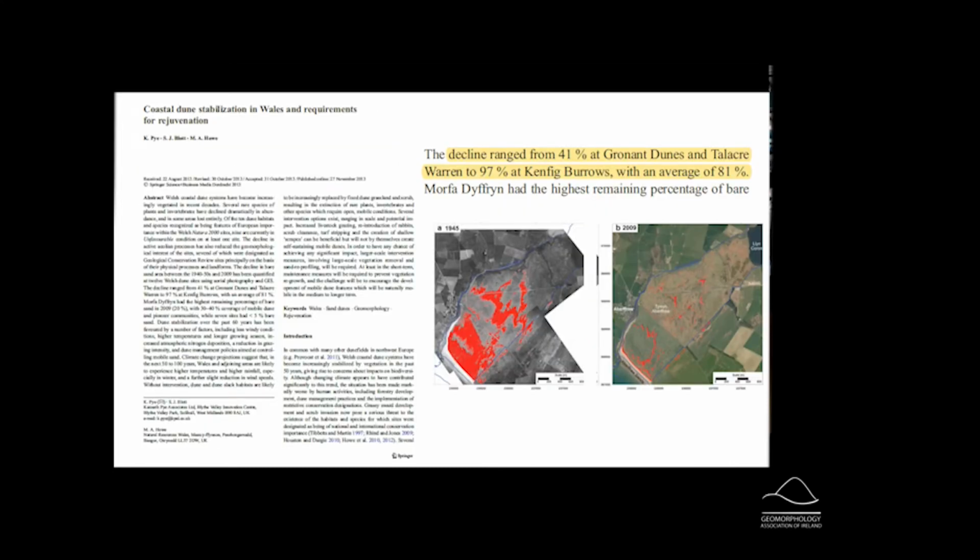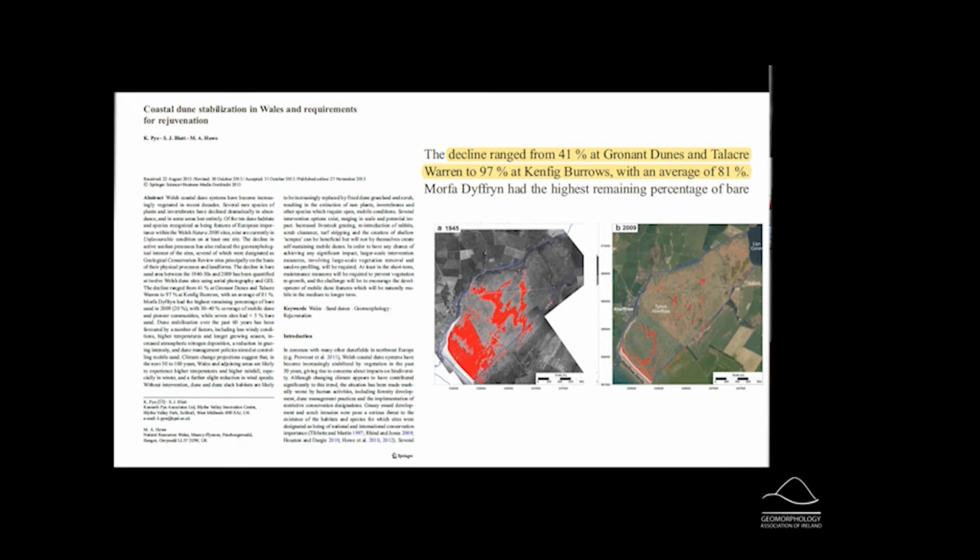If we go across to the UK, Ken Pye et al. looked at a similar case in Wales, over a slightly longer period in this one. They looked from 1945 to 2009 approximately, but a very similar percentage. They found an average decrease in this bare sand, or the sand dune mobility, of 81%. And again, a very similar image to what Derek and colleagues showed. You can see in this case that the bare sand is red.